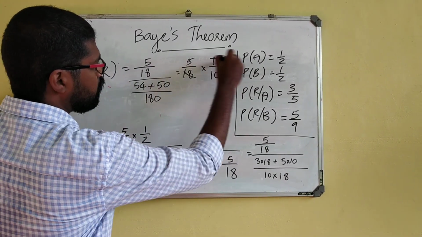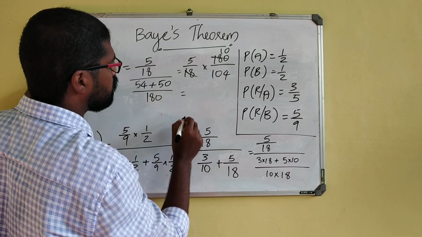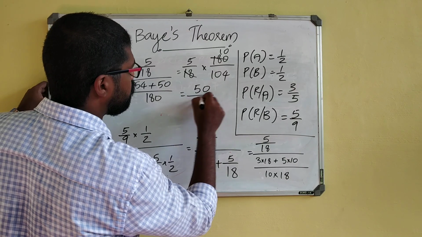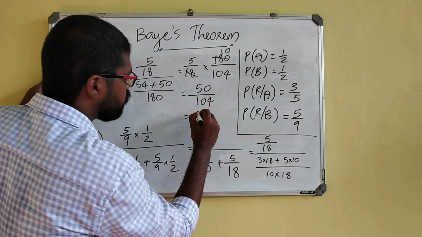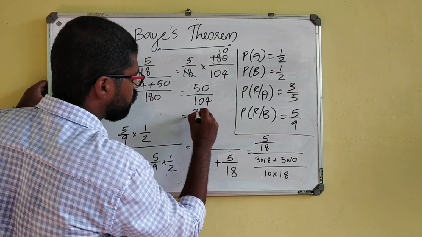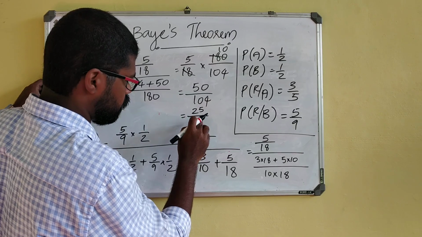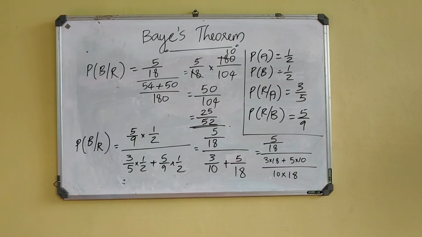Okay, it will cancel 10 and we have 50 by 104, or when we simplify it, it will be 25 divided by 52. Right. This is the final answer.